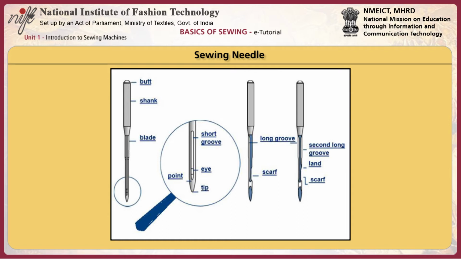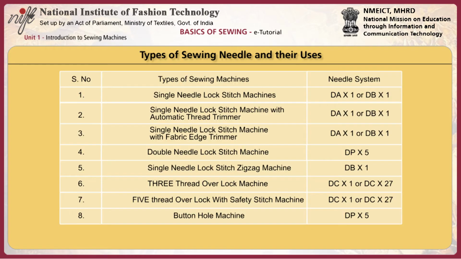Point. Needle tip that penetrates fabric to pass thread to the bobbin hook and form a stitch. Shape of points varies among needle types. Now let us learn about the various types of sewing needles and their uses.